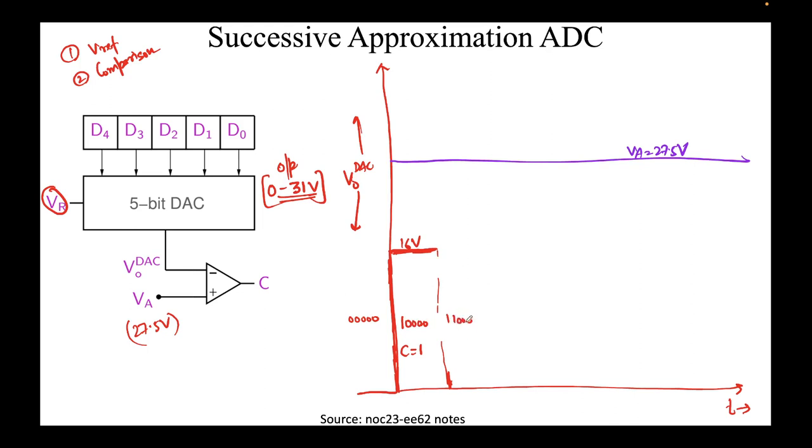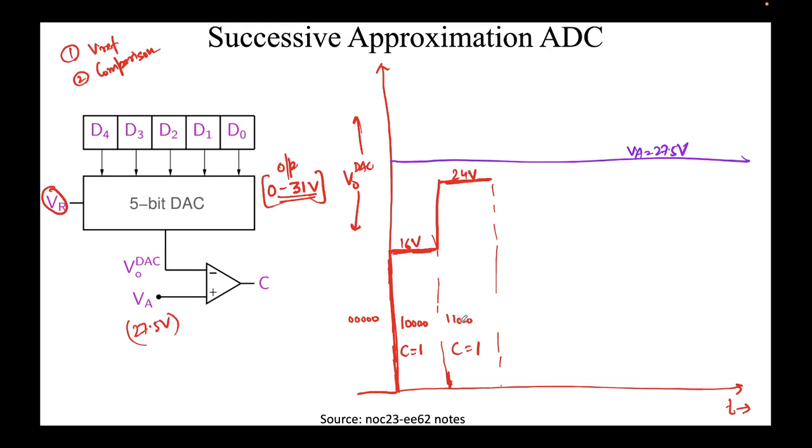So now the input will be 11000. When it's 11000, what is V0 DAC? In that case, V0 DAC will come out to be 16 plus 8, 24. That's why I took 0 to 31, so that this calculation becomes easier. 24 will be somewhere over here. So the output V0 DAC will now become 24 volts, and this is the second time period. Again, we compare 24 with 27.5. This is still larger, so C will be equal to 1. Again, we will not change the value of D3.